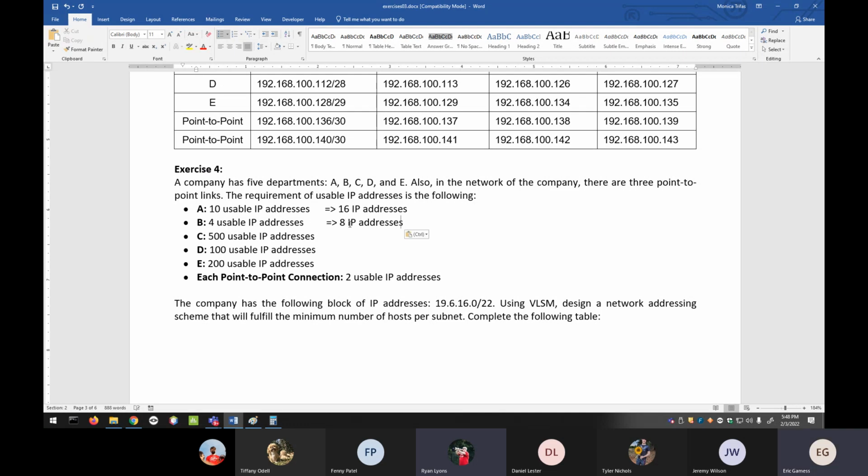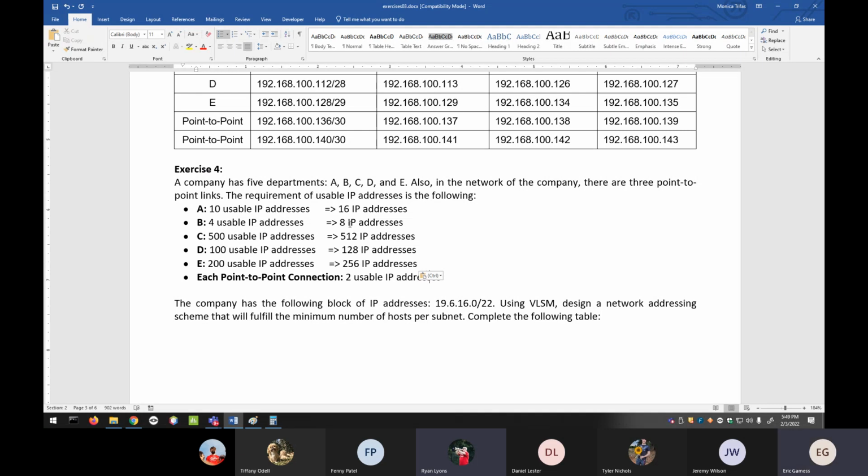How much do I give it? 8. Okay, because if I give it 4, what will happen? How many usable do I give it? It will be only 2. So if I give it 8 in total, 8 minus 2, I'm giving it 6 usable. They need 4 usable. 500, big department. What should I give them? 512. Correct. 100, what should I give them? 128. 200, what should I give them? 256.